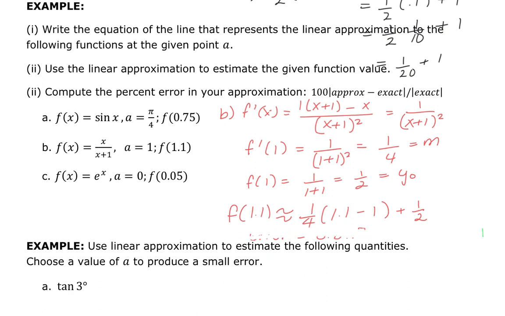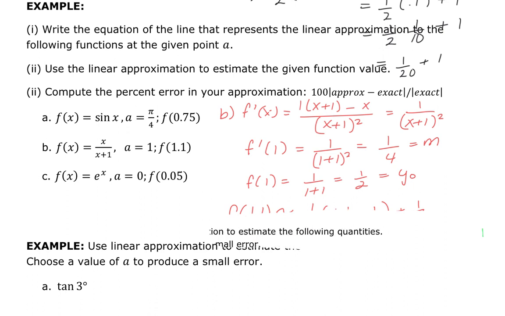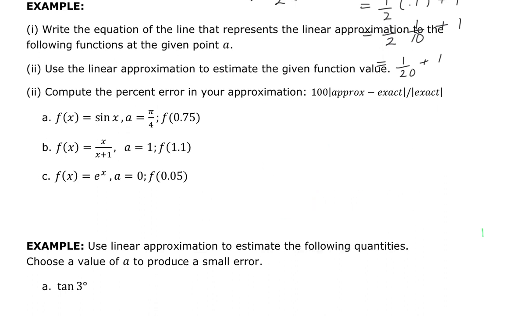Let's do this last one here. When we do this last one, we're going to, of course, need to find my f prime of x. My f prime of x is e to the x. F prime of 0 is e to the 0. This is 1. This is the slope of my tangent line. My f of 0 is e to the 0. This is 1. That's my y naught.